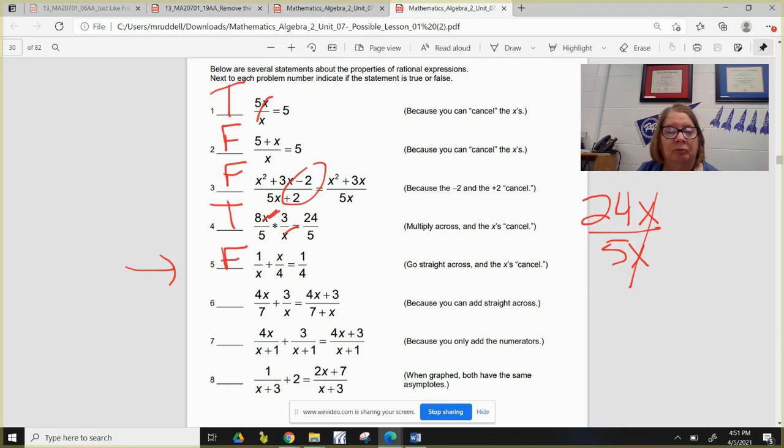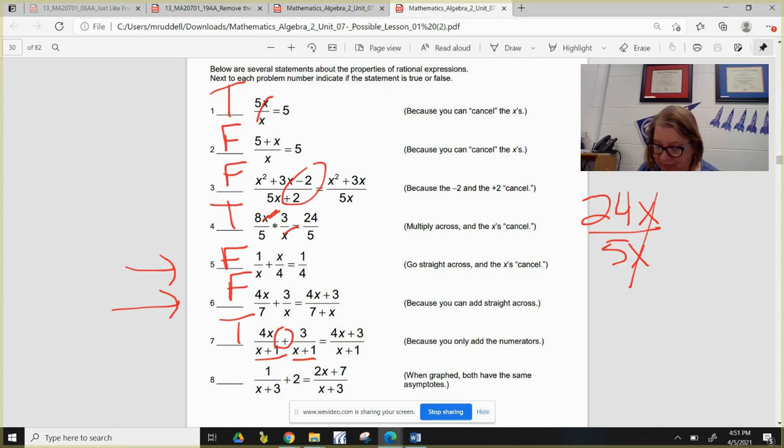What about this one? 4x plus 3, 7 plus. Can you just add straight across with the last 3 days you've spent adding and subtracting? Can you do that? No, you have to find a common denominator first. Number 7. You're adding. We have a common denominator. They added the top and left the bottom the same. Looks good. That one's true.